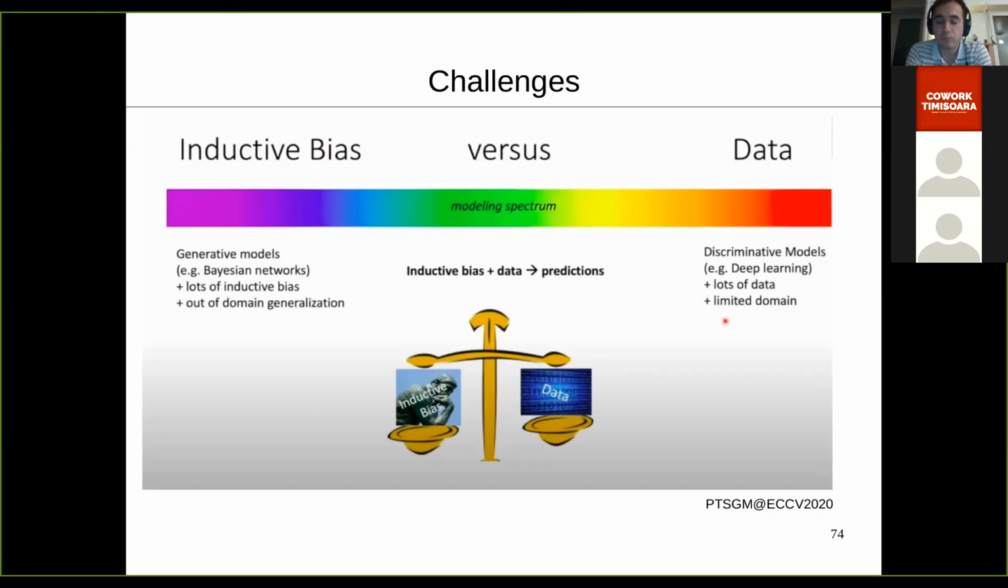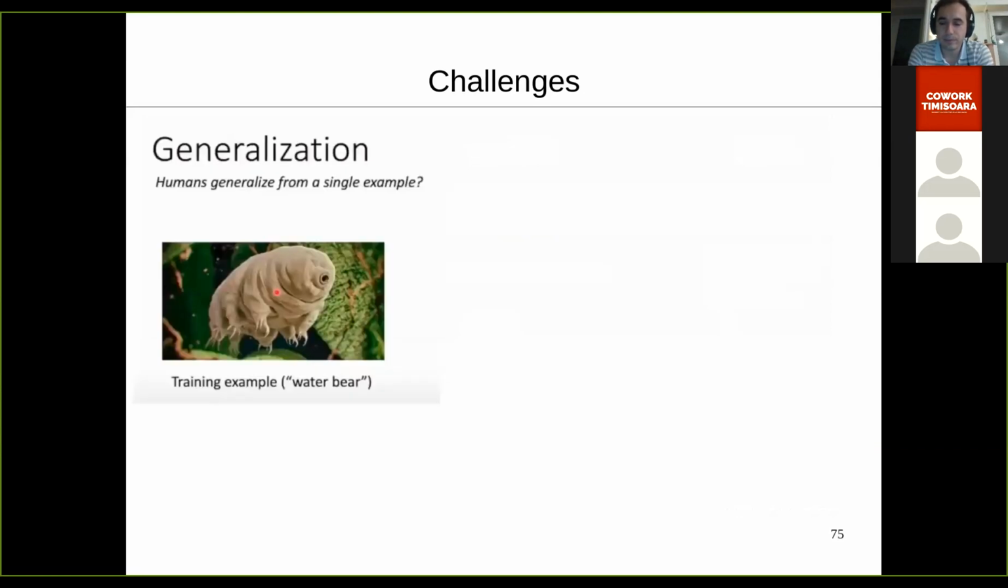Another way to do it is that we have a lot of data and we let deep neural networks, or the model, discover all of these laws in the data. And here we don't need so much domain knowledge, but we need a lot of data. So these are two different approaches.